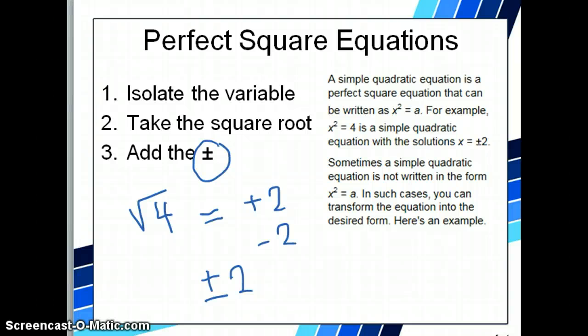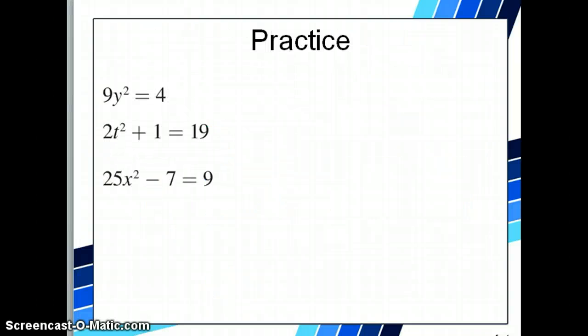Okay, so let's take a look at an example of this type. So the first thing that we have to do if we're looking at 9y squared equals 4 is we want to get that y all by itself. Well, right now there's 9 being multiplied as well as it's being squared. So the first thing we want to do is get rid of that 9.